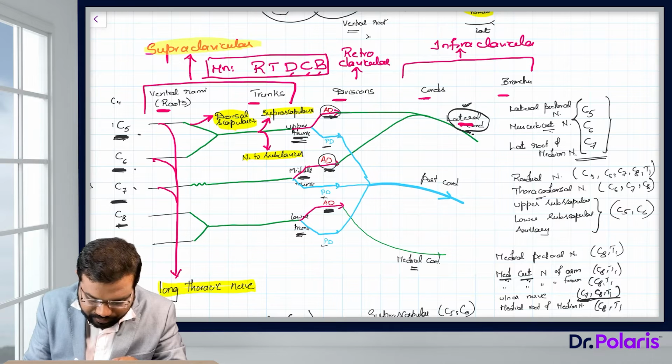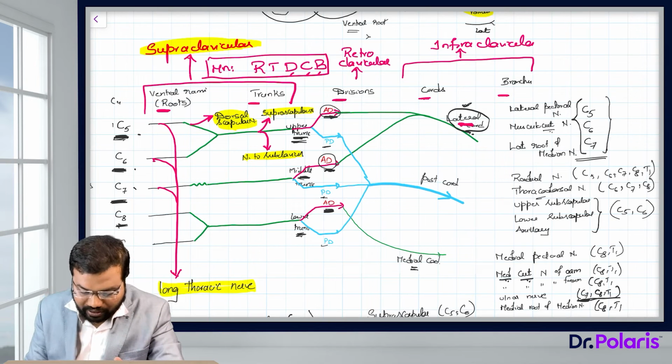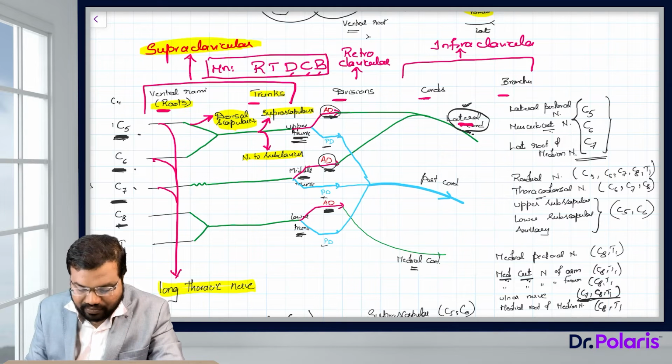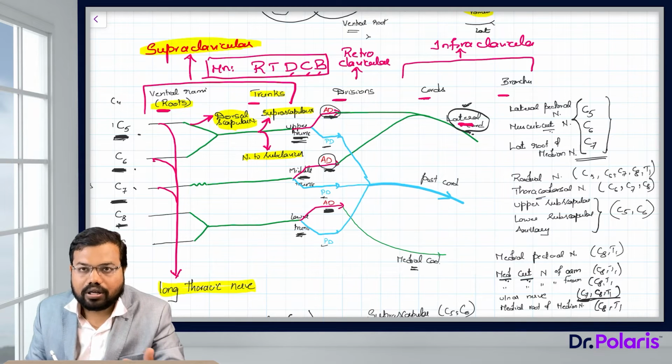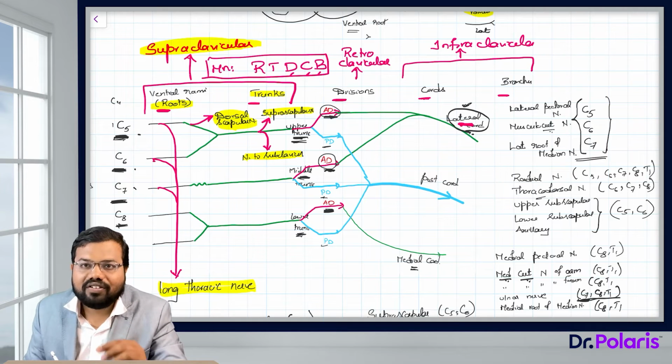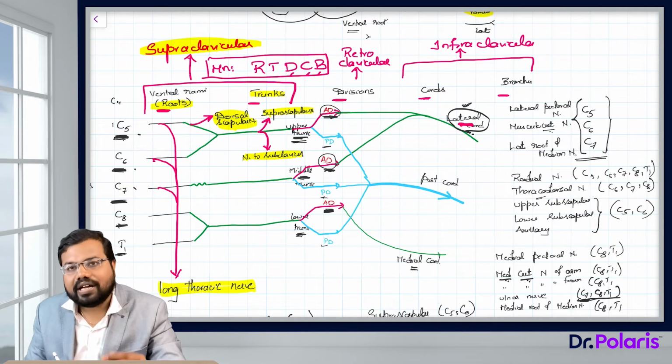Supraclavicular, present above the clavicle. Which ones? Roots and trunks. The roots, trunks, and branches highlighted in yellow color, like the dorsal scapular and all these. Now, what are the branches below the level of the clavicle? It's all the branches from the lateral cord, medial cord, and the posterior cord.